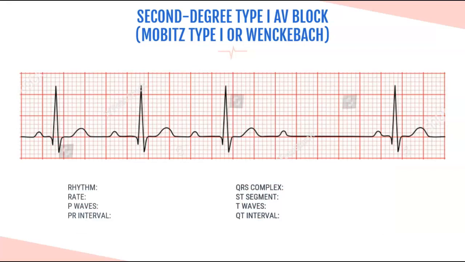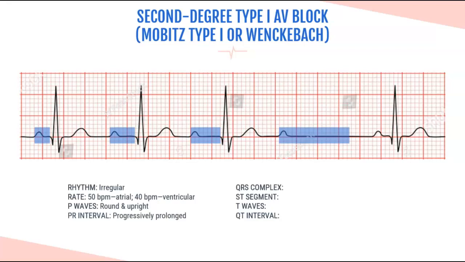When interpreting a strip of a second-degree type 1 AV block, we can see that the rhythm is not regular. Our R-to-R intervals are not spaced out regularly. The rate for the atrium is about 50 beats per minute, whereas our ventricular rate is 40 beats per minute, because we can remember that a ventricular beat is dropped. Our P waves are round and upright, but when looking at our PR interval, we can see that it progressively gets longer and longer until finally it drops that ventricular beat.